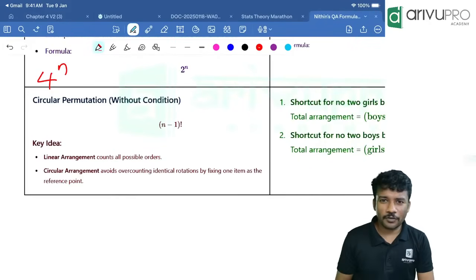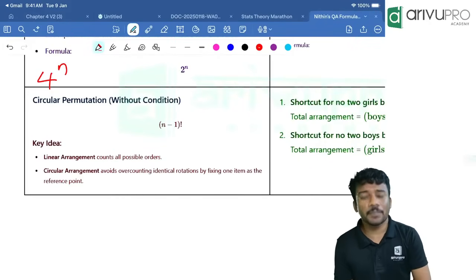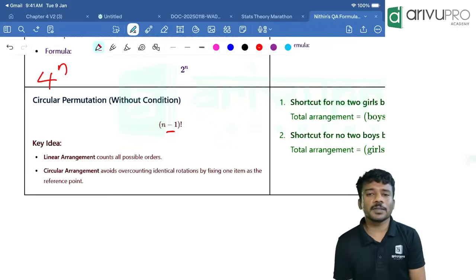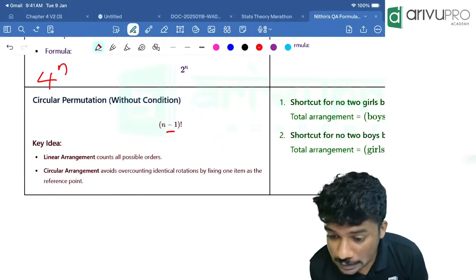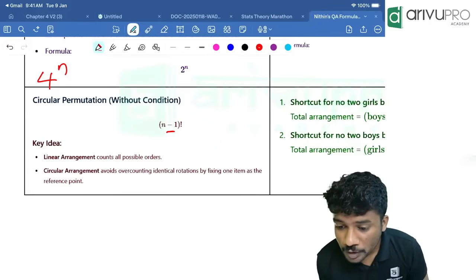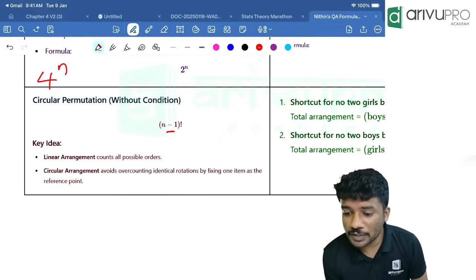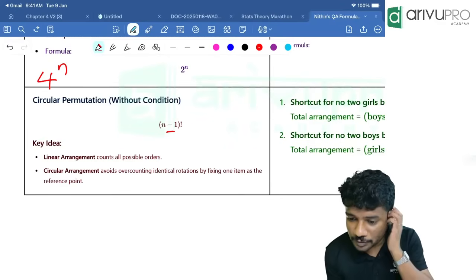Next one, now circular permutation. Circular permutation will always be similar to linear permutation, but a minus 1 will always be there because we are avoiding the repetitiveness. Then, sir, you can just put the values in the calculator and accordingly find it for that question.